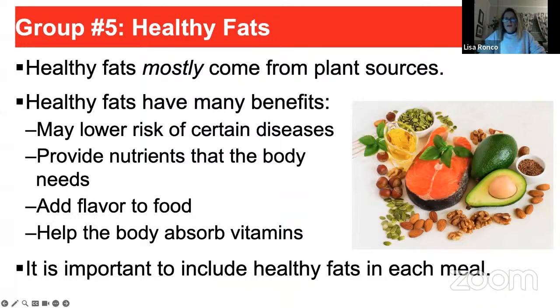Healthy fats. They mostly come from plant sources. So think about healthy fats that you might have in your diet right now. And that picture shows us a great variety. They could lower the risk of certain diseases. They provide nutrients that our body needs. They add flavor and mouthfeel, right? So that's why sometimes patients will say, I don't like skim milk because it's too watery, because fat provides that mouthfeel, that creaminess that we like. And the fat-soluble vitamins, fat helps our body absorb them. So it's important to include at each meal. So you can see there's salmon, there's avocados, different nuts and seeds. Next.